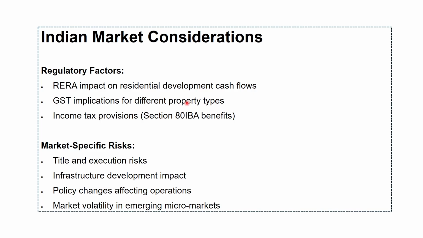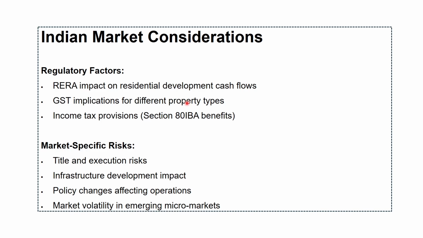Then GST implications, with different rates for different property types affecting cash flows; income tax provisions such as Section 80 of the IBA benefit for affordable housing developers; and FDI regulation with exit requirements for foreign investors affecting holding period. So we have different GST for different situations, and when we are talking about that, the implications of GST will also have to be taken into consideration.